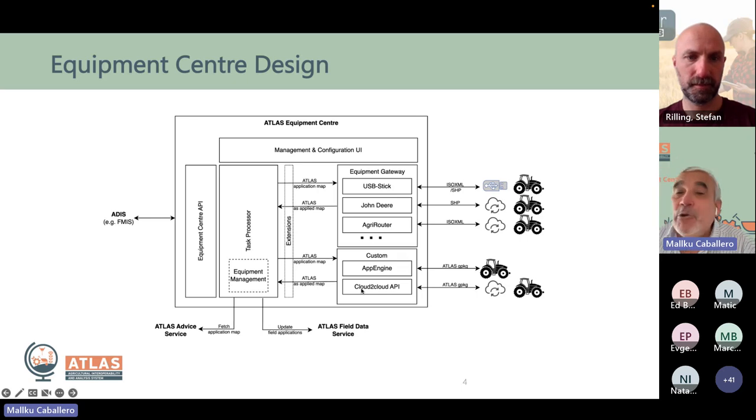And then we have what we call this cloud-to-cloud API. This is really the module that we use to provide a more universal access. It means any equipment manufacturer, usually a niche equipment manufacturer, who wishes to make his equipment available within the Atlas Equipment Center, can implement this API and through that make his tractors, his equipment visible to the Atlas Equipment Center. And this API gives him the means afterwards on his own site to convert our universal format to whatever his low-level native format is.